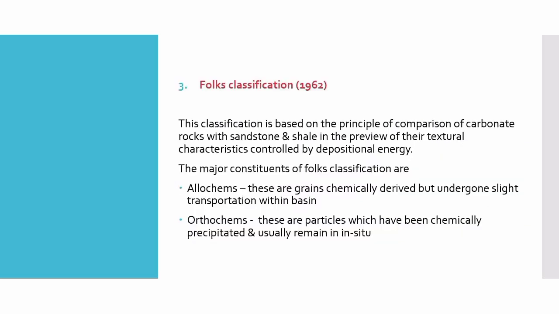And the last but probably not the least. Actually, this is the most important and significant way of classification of limestone, that is Folk's classification. This classification is based on the principle of comparison of carbonate rock with sandstone and shale in the purview of their textural characteristics controlled by the depositional energy. The major constituents of Folk's classification are allochems and orthochems. Allochems are grains chemically derived but having undergone slight transportation within the basin, and orthochems are particles which have been chemically precipitated and usually remain in situ.